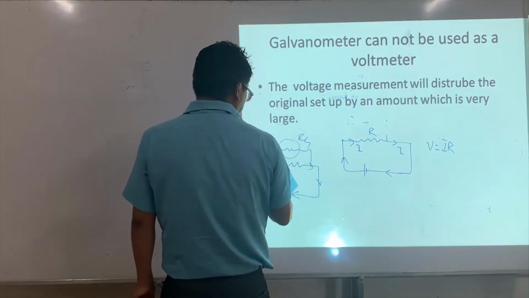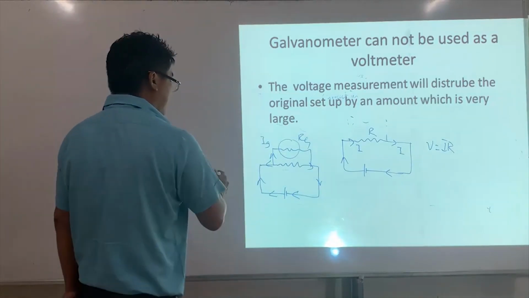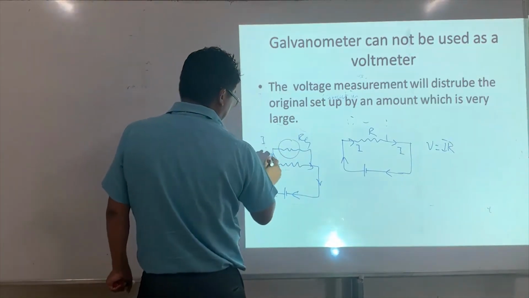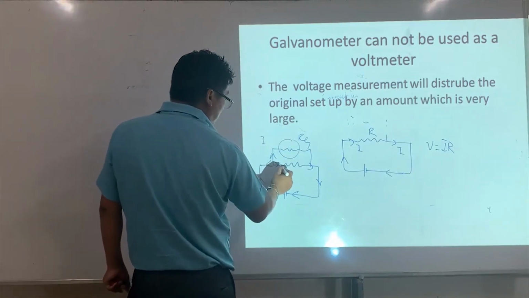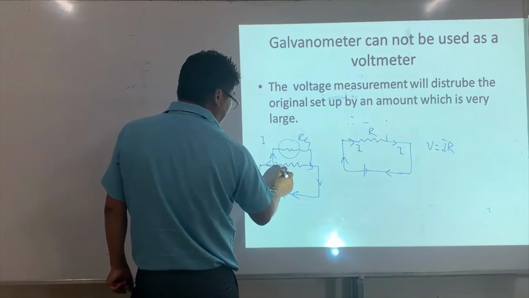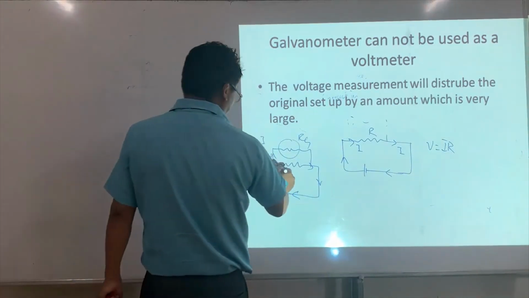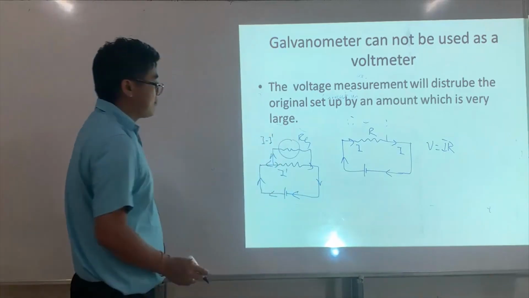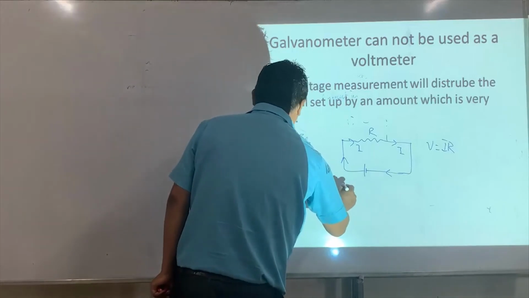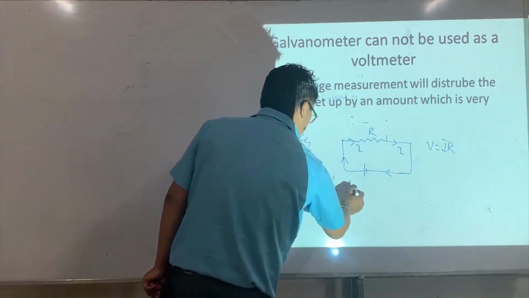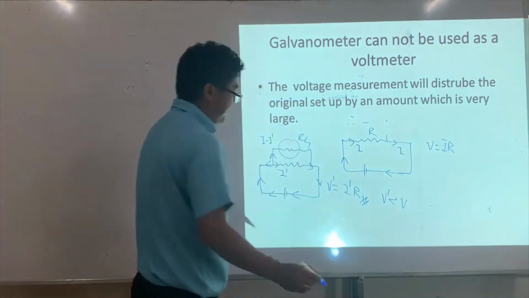this is IG, this is I, this goes in these directions. So this is not going to be I, right? Alright, let's say this is I prime. This is I prime, then I minus I prime goes through the galvanometer. So what about voltage? Voltage would be equal to I prime into R, which is less than V.